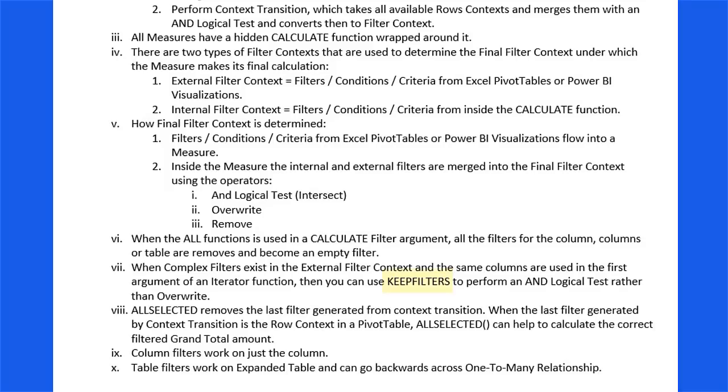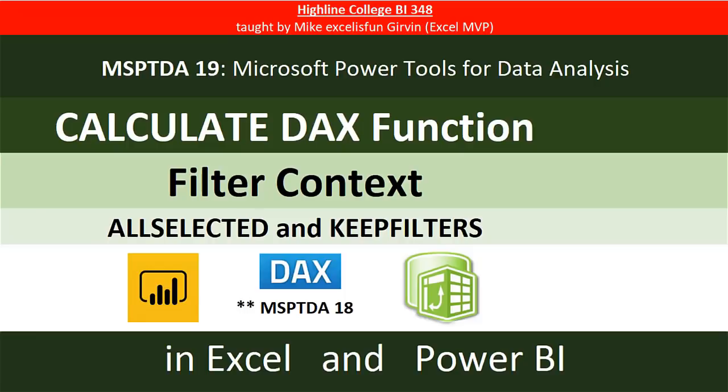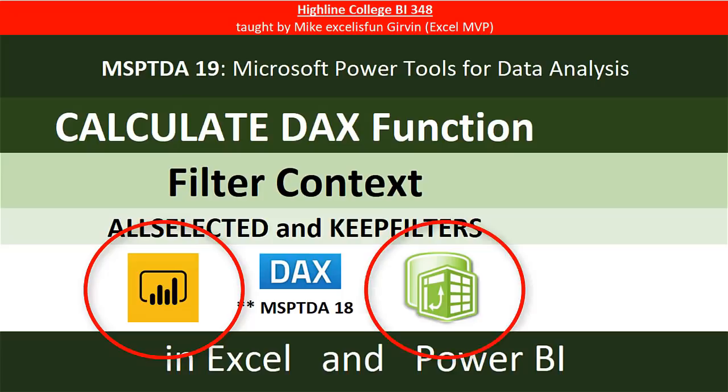And when considering when to use KEEPFILTERS, we have to look out for complex filters that exist in the external filter context, and the same columns are used in the first argument of an iterator. ALLSELECTED, remember, removes the last filter generated from context transition. And when the last filter generated by context transition is the row context in a pivot table, then ALLSELECTED can help to calculate the correct filtered grand total amount. And remember, column filters work on just columns, and table filters work on the expanded table and can go backwards across a one-to-many relationship. Wow, that was an epic video all about the CALCULATE and CALCULATETABLE DAX functions, filter context, and of course ALLSELECTED and KEEPFILTERS too, in both Power BI Desktop and Excel Power Pivot.